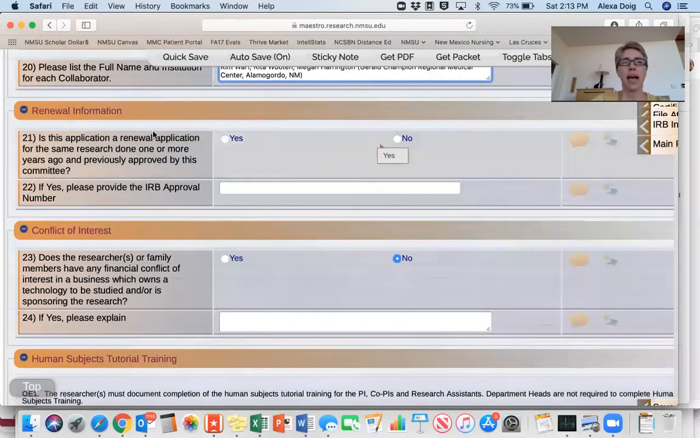Okay, it asks, is this a renewal application? And you would say no. If this project takes more than a year for you to complete, then you will have to do a renewal application, and it's basically just you provide an update of what you've done and then your timeline for completion. In that case it would be yes.